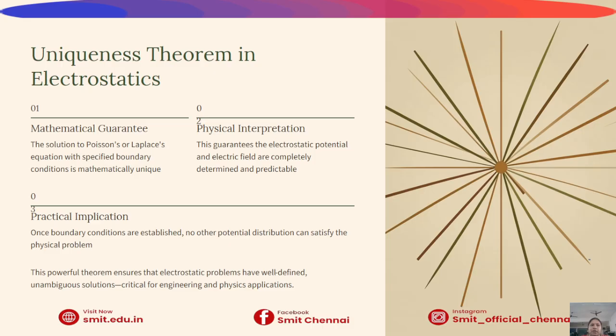Next we see about the uniqueness theorem in electrostatics. The uniqueness theorem states that the solution to Poisson's or Laplace equation within a given region is unique if the boundary conditions are completely specified. This means that for a particular electrostatic problem, once the potential or electric field is defined at the boundaries, there exists only one possible solution that satisfies both the governing equation and the boundary conditions.